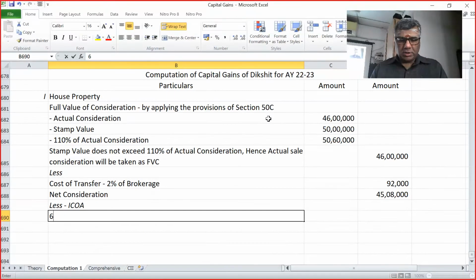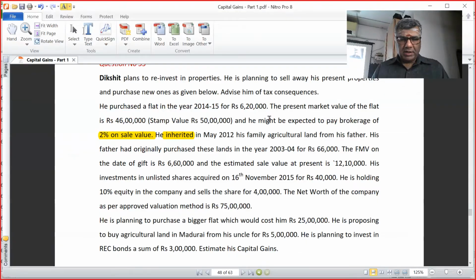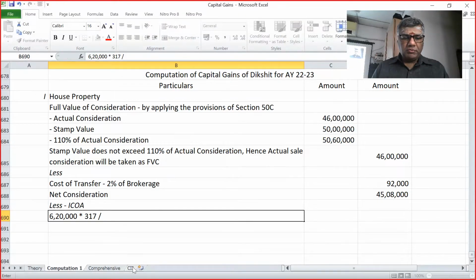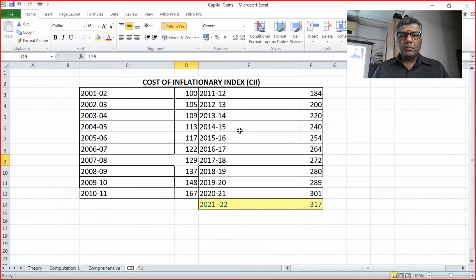Like 20,000 into 317 divided by 2014-15 to 40.